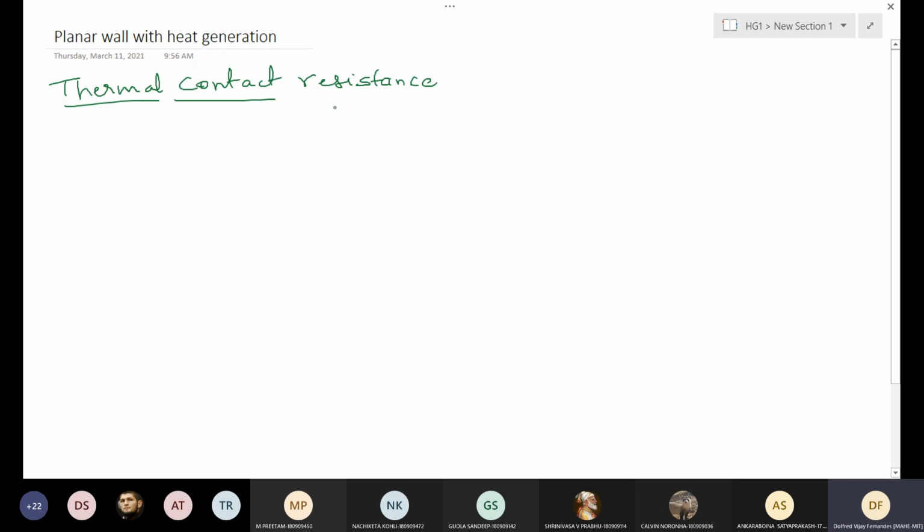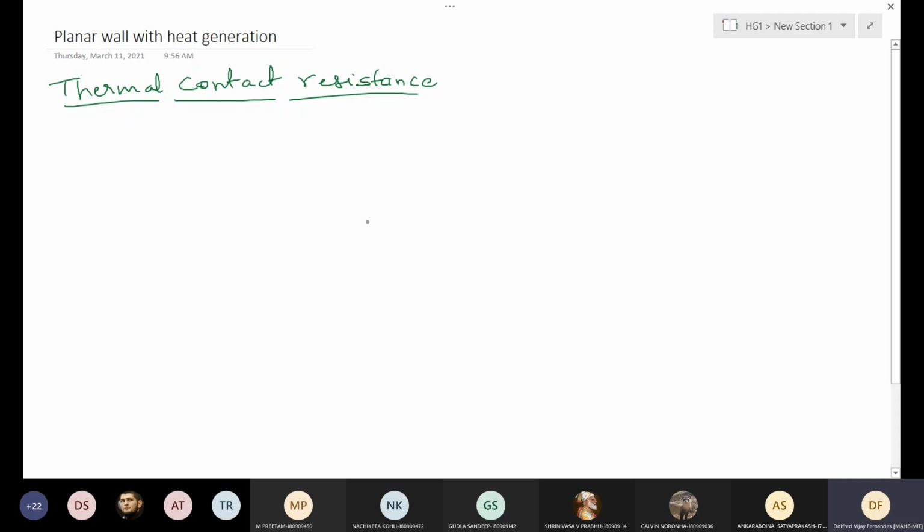So what is this thermal contact resistance? Till now we have done the solution of problems of planar, cylindrical, and spherical walls. We have also considered composite walls, or multi-layered walls. So when we have more than one layer, that's a composite wall. That means we are pressing one wall against the other, and what we assume here is that at the interface there is a perfect thermal contact.